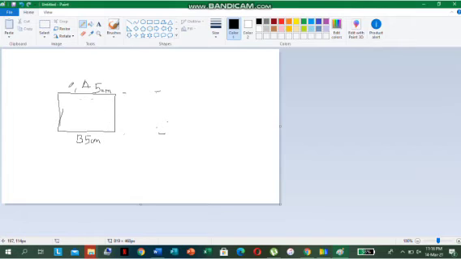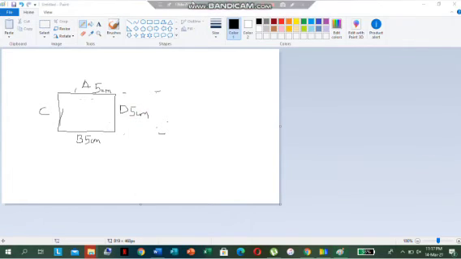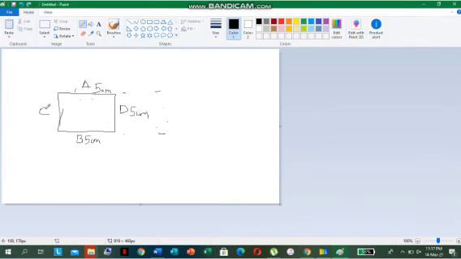Now, if all sides are equal, that means C and D are also equal to 5 centimeter. You see? So this side must also equal 5 centimeter because in a square all sides are equal. So they want the perimeter now. So let us find the perimeter.